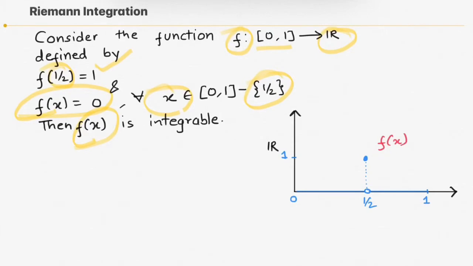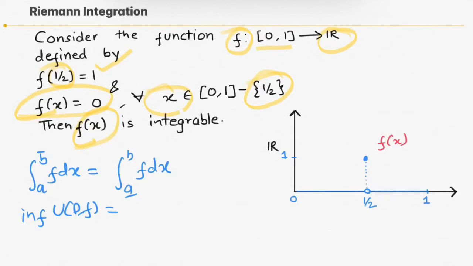So we know that f will be Riemann integrable if the upper Riemann integral, integration a to b bar f dx, is equal to the lower Riemann integral, integration a bar b f dx. And the upper Riemann integral is what? This is the infimum of the upper Riemann sum U(P,f), and the lower Riemann integral is the supremum of the lower Riemann sum L(P,f). So first we have to find the upper Riemann sum U(P,f) and the lower Riemann sum L(P,f).